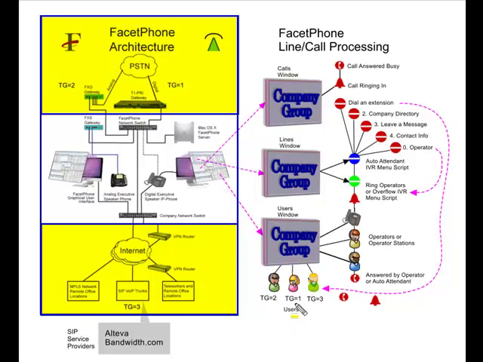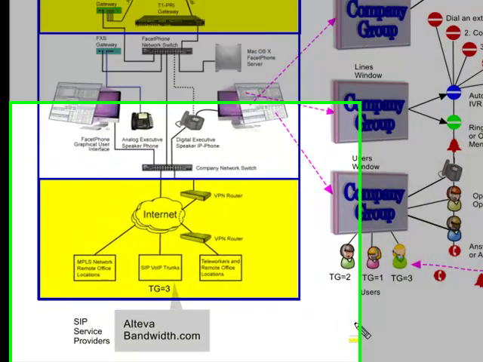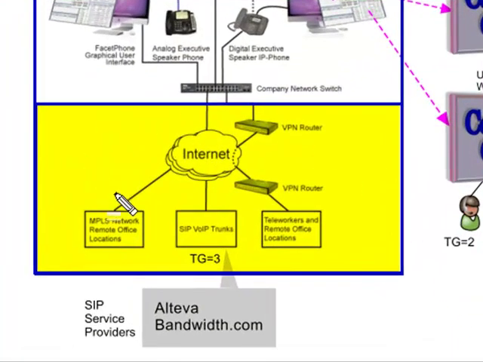At the bottom of our drawing, we show how lines can be remote and attached to FacetPhone via high-speed broadband internet connections. In the first example, companies can purchase an MPLS high-speed dedicated connection from multiple high-bandwidth company locations. Lines from other buildings can be added to FacetPhone and managed as if they were local lines.